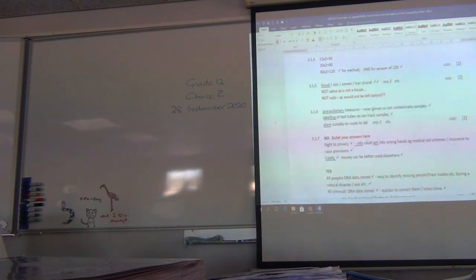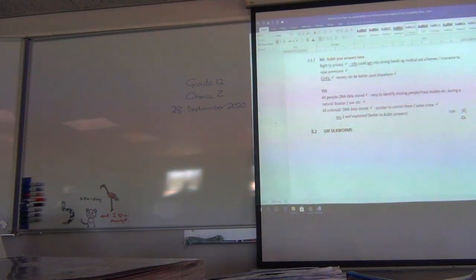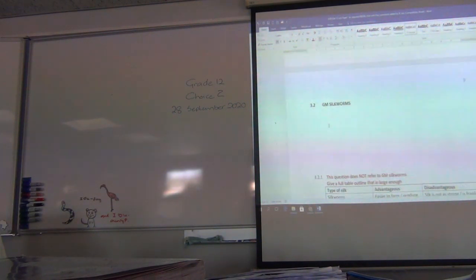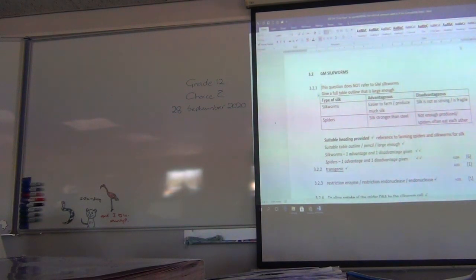Then there's silkworm silk and spider silk and genetically modified silkworms. All right, so the first question was, you had to draw a table. Conventional silkworms and spiders produce silk that could be farmed. Draw up a table to provide the following information. One reason why this would be feasible in each case and one disadvantage of farming each type of organism for their silk. So Mrs. Florence's comments were, this question doesn't refer to genetically modified silkworms, and give a full table outline that is large enough.